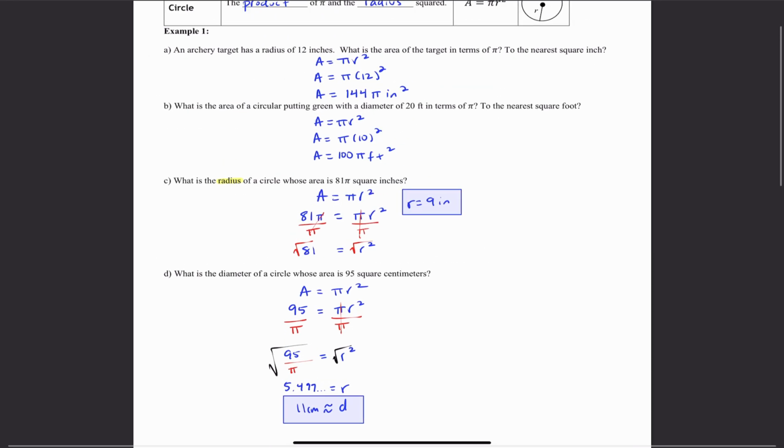Any questions about the first page? Okay.